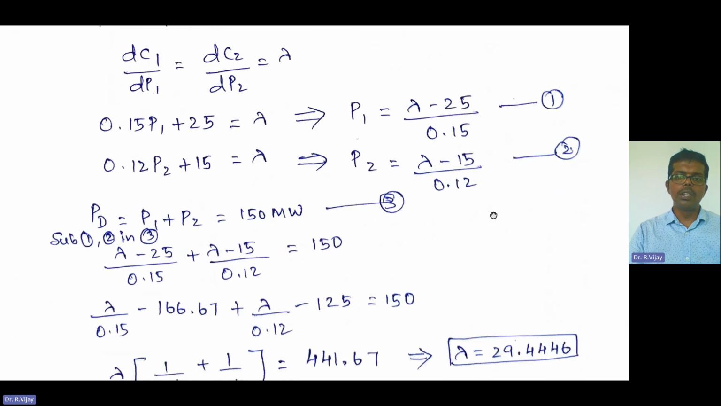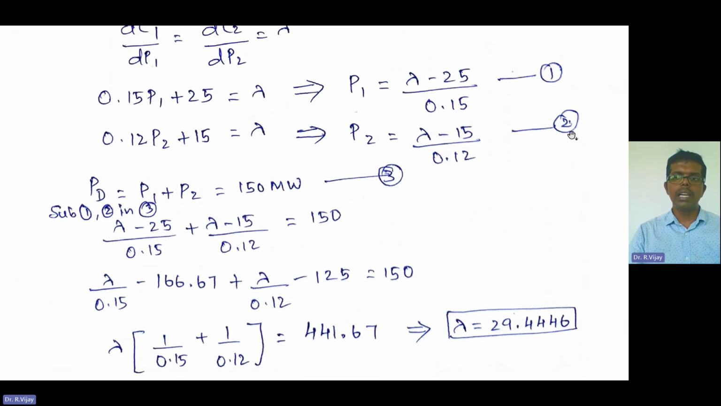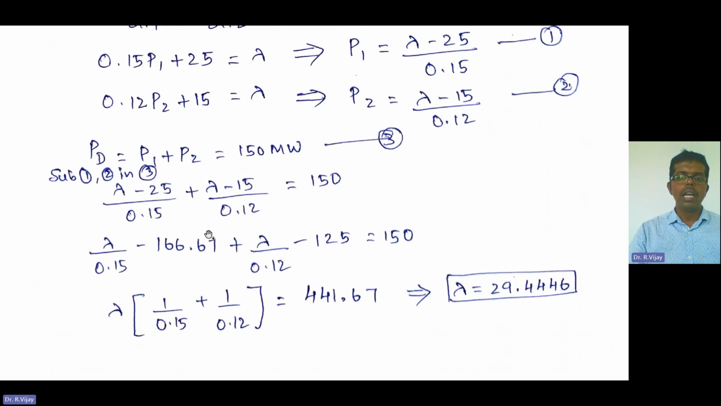Now substitute P1 and P2, that is equations 1 and 2, in equation number 3. You can find lambda. After simplifying with the scientific calculator, we get lambda equal to 29.4446. I have taken 4 digits after the decimal. This is the value of lambda I got: lambda is equal to 29.4446.